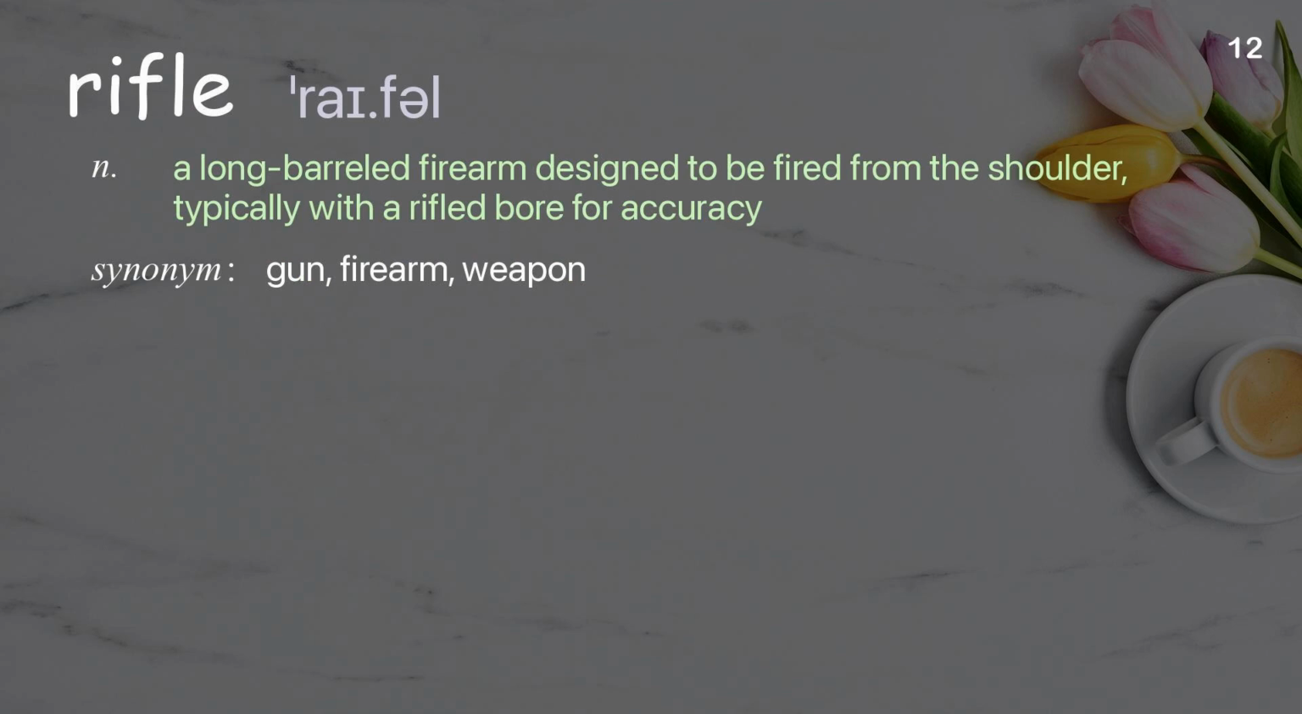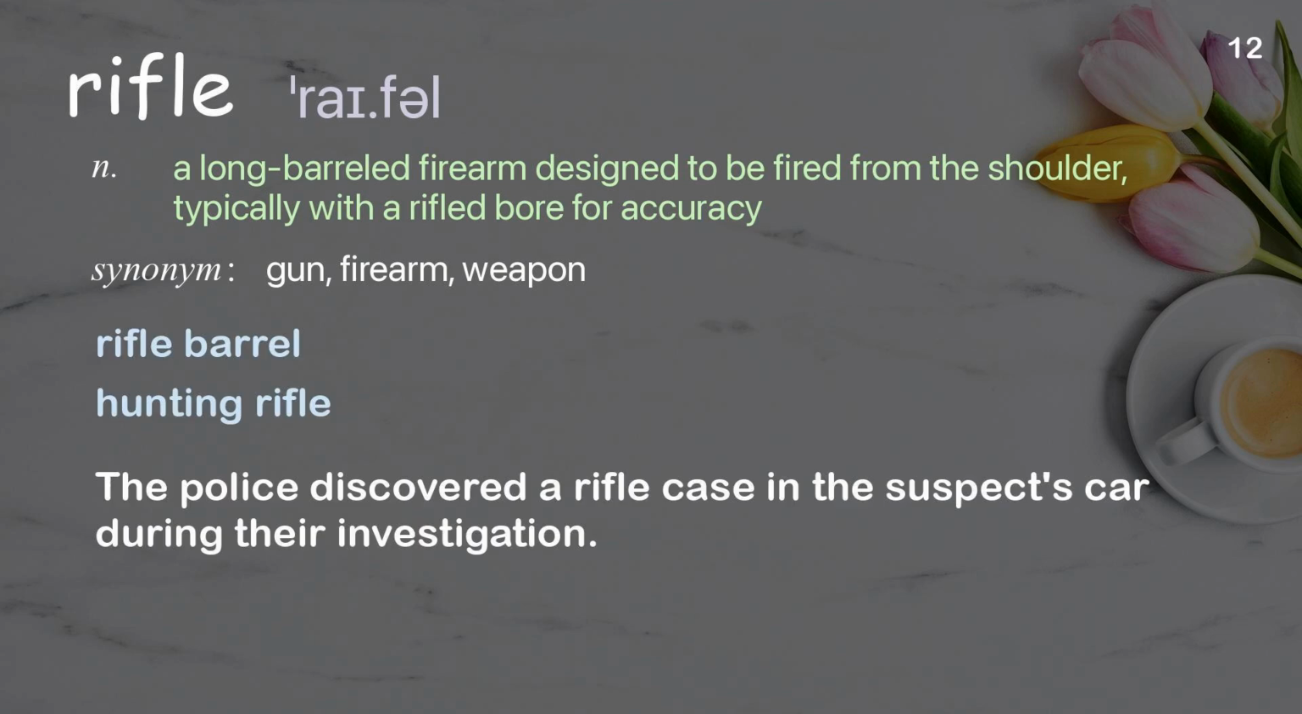Rifle. A long-barreled firearm designed to be fired from the shoulder, typically with a rifled bore for accuracy. Examples: Rifle barrel. Hunting rifle. The police discovered a rifle case in the suspect's car during their investigation.